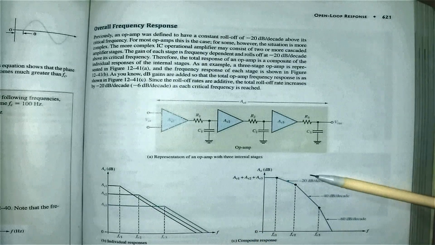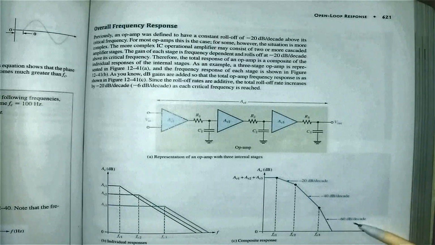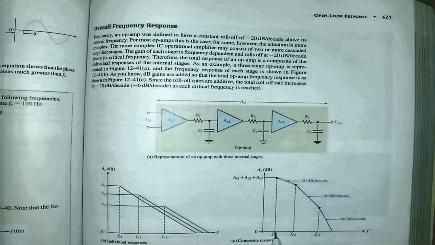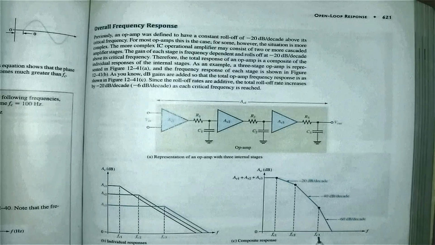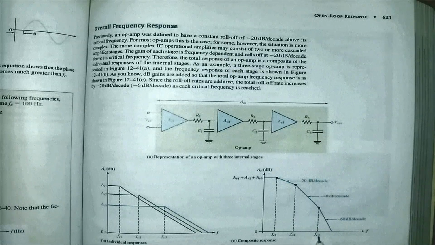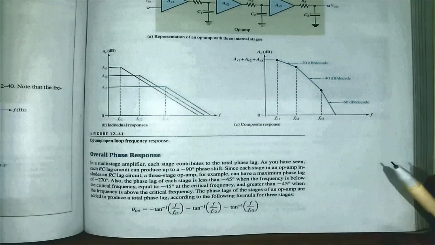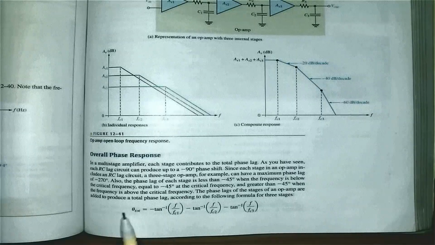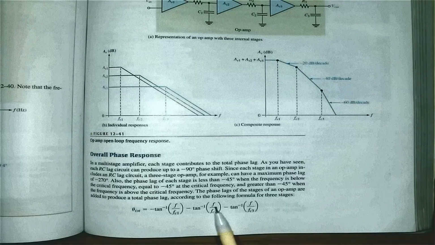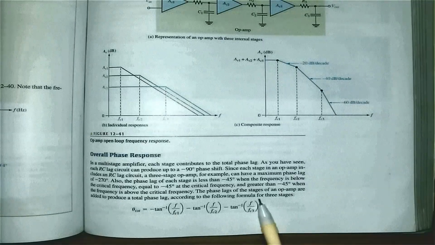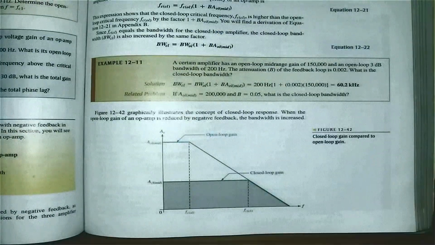The first one will give me a roll-off of minus 20 dBs per decade. The second one will give me minus 40. And the third one will give me minus 60. And here's the critical frequency of the first one, the critical frequency of the second one, and the critical frequency of the third one. And then they give us our overall phase shift, theta total, minus arctan F divided by FC1, minus arctan F divided by FC2, and minus arctan F divided by FC3. That's for the overall phase shift.